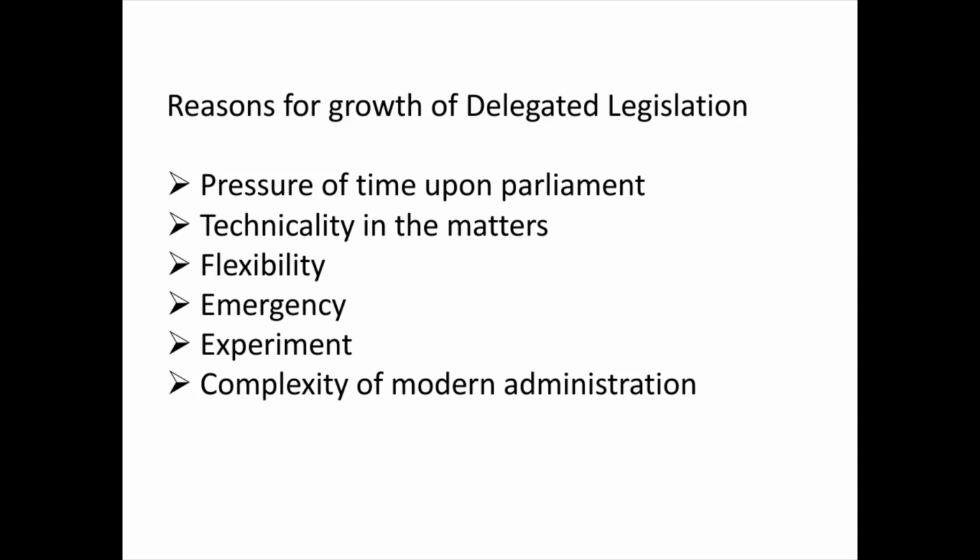Parliament is so much occupied with matters concerning foreign policies and political issues that it has not much time to enact laws in detail. So it only frames the broad part of the rules and outlines of the legislation and gives that legislation to the executive or some of its subordinates to fill in the details and make the necessary rules and regulations. So, to reduce that pressure of time on Parliament, the legislature delegates its lawmaking function to the executive. Then comes technicality in the matter.